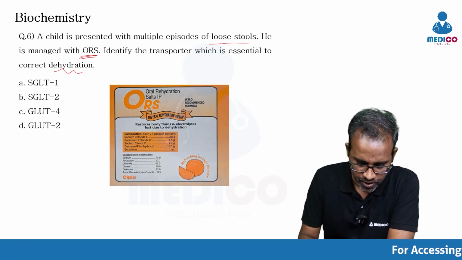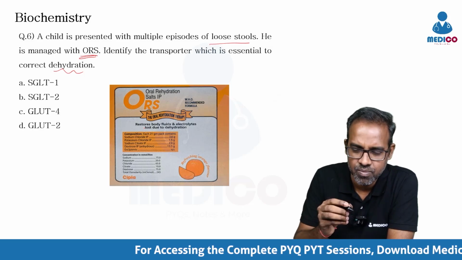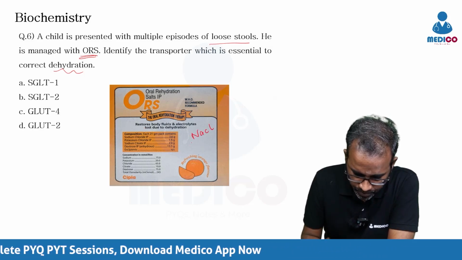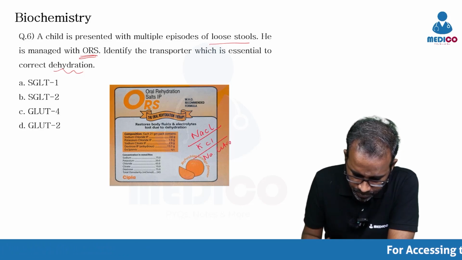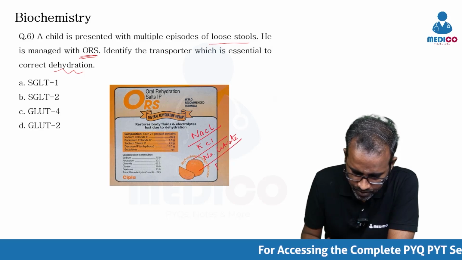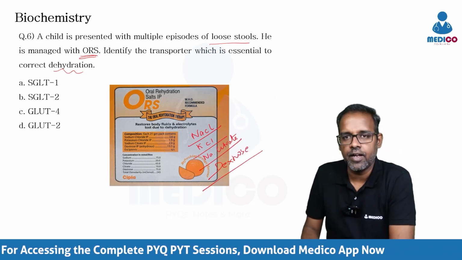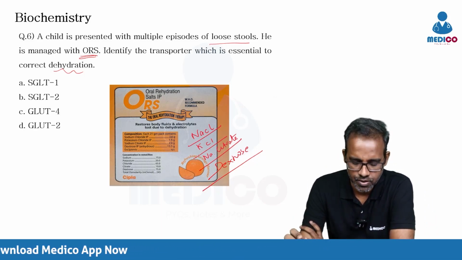Okay, so if you see here, ORS contains various components. It contains sodium chloride, potassium chloride, sodium citrate, then dextrose. So if somebody is dehydrated, we give them ORS. Why? To correct the dehydration, right?